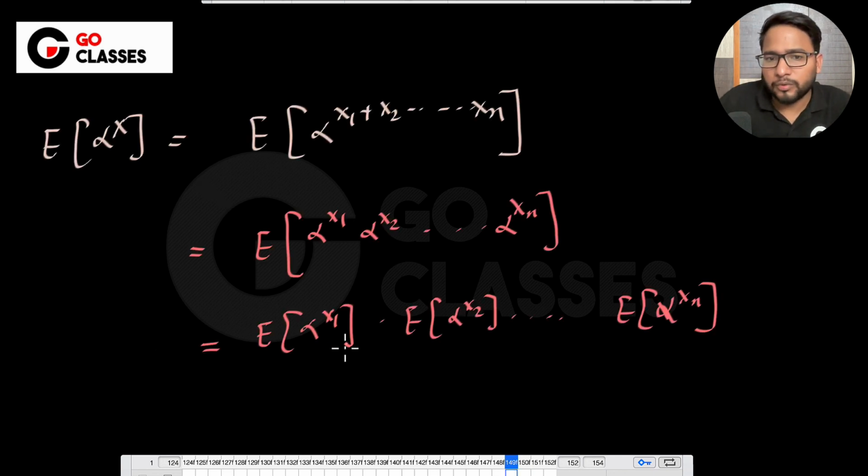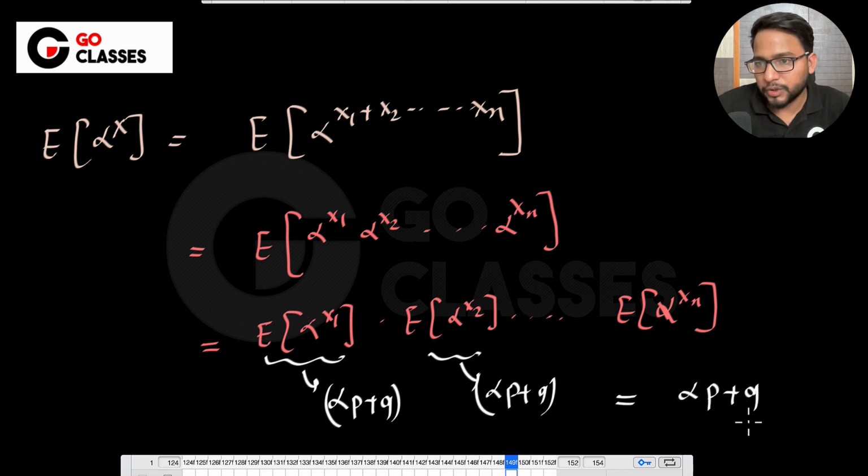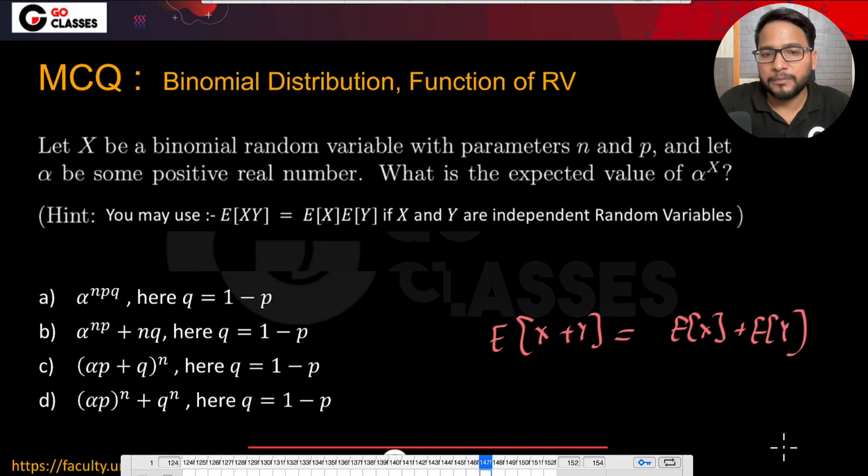Now we need to find this particular quantity. Every one of these terms is alpha p plus q, right? Now if you do the multiplication n times, you will be getting (alpha p plus q) power n. And that's how easily you can solve this question. A very nice question, isn't it? So (alpha p plus q) power n is the answer. So C is the correct answer.